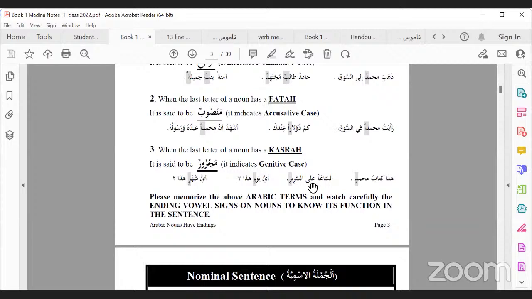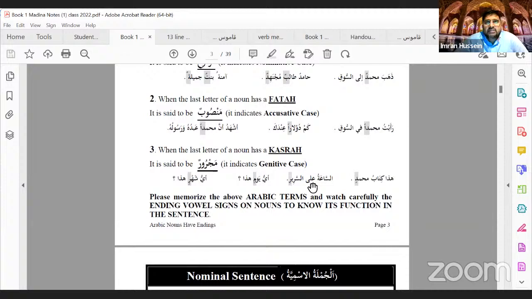Now, as-sa'atu. Ala is called harf jar, meaning that whenever this word comes before a noun, the noun which comes after ala or fi will get a kasra or a kasra tanween. Because as-sarir has alif lam, the bed, it gets one kasra. When it does not have alif lam, it will have two kasras, tanween. So as-sa'atu ala as-sarir: at the moment, the watch is on the bed.